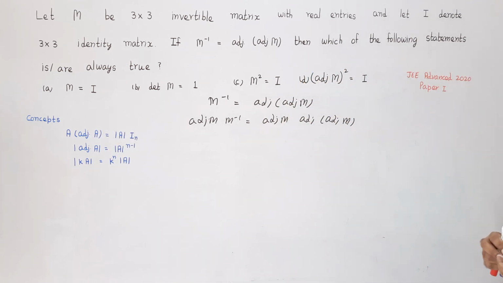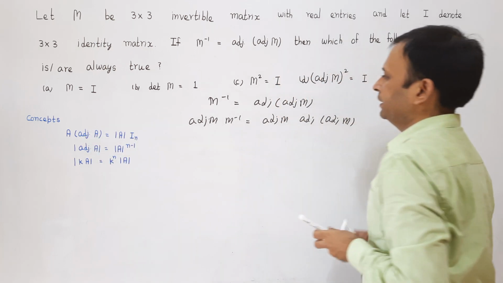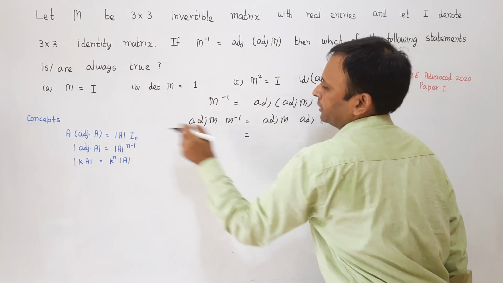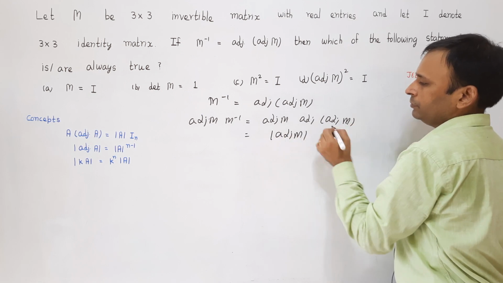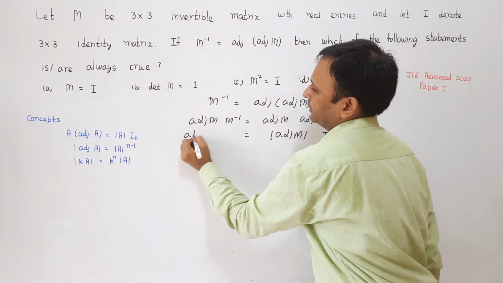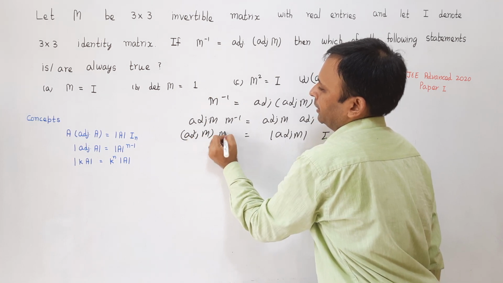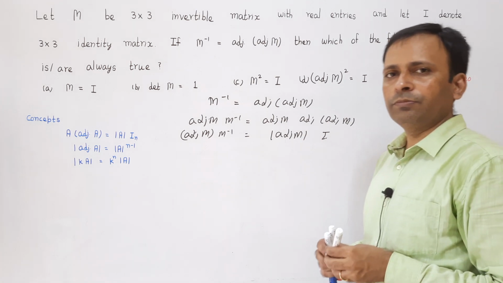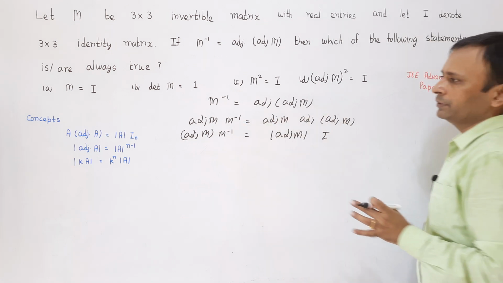So if this adjoint of M is replaced by A, on the right hand side adjoint of M into adjoint of M will be equal to the determinant of the adjoint of M into I. The left hand side I will write as it is, that is adjoint of M multiplied by M inverse. Now I will multiply by M on both the sides. I will do the post multiplication of M, so that this M inverse into M becomes the identity matrix.